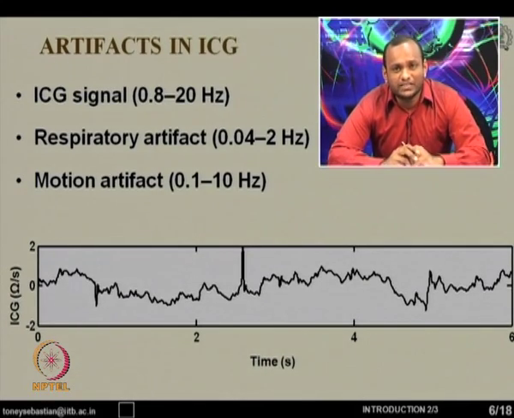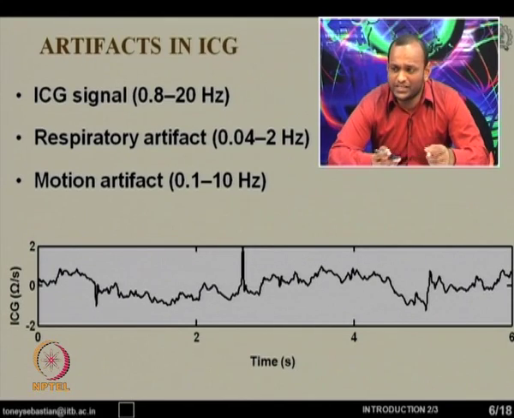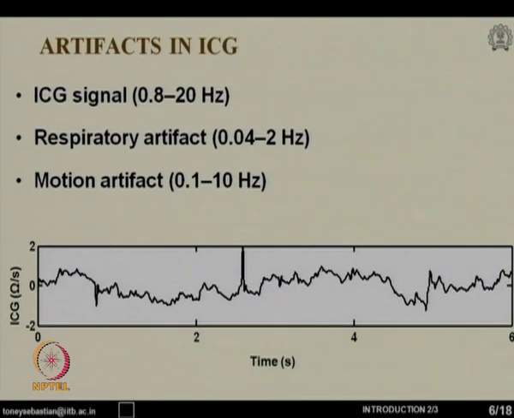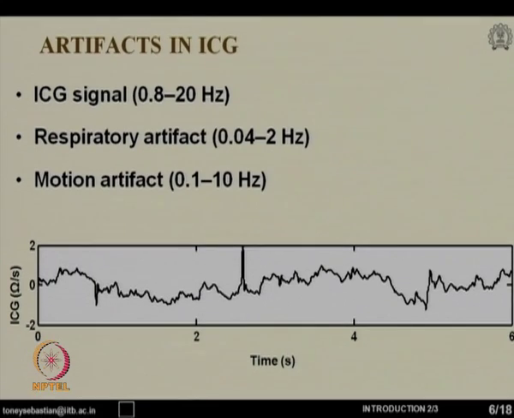Now, respiratory artifacts are very low in frequency, basically from 0.04 hertz up to 2 hertz, and motion artifacts are up to 10 hertz. If we analyze the impedance cardiographic spectrum, we have signals of interest from 0.8 hertz up to 20 hertz. Here you can see that the motion artifact and respiratory artifact have signal components in the same band. In this presentation, we are looking into respiratory artifact suppression.